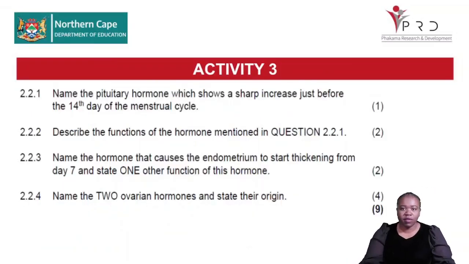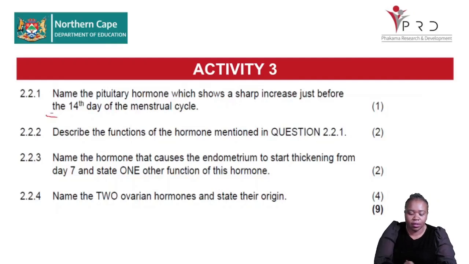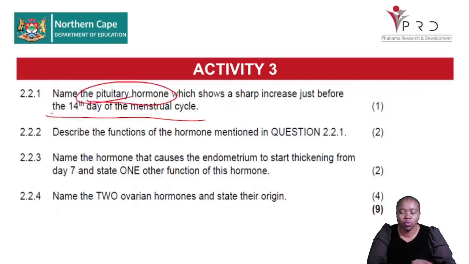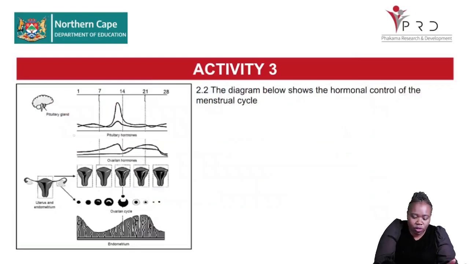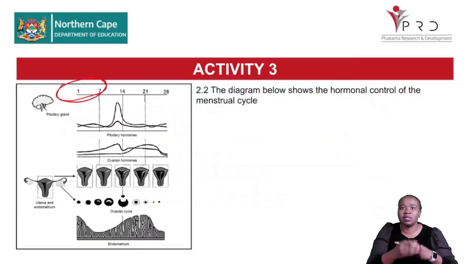Okay, let's have a look at our first question, 2.2.1. Name the pituitary hormone which shows a sharp increase just before the 14th day of the menstrual cycle. Now, it says pituitary hormone. That is a great guide. So you know that it can either be the luteinizing hormone or FSH. Now, we know that FSH will increase during the first few days as it stimulates the development of the follicle, right? So it cannot be FSH.